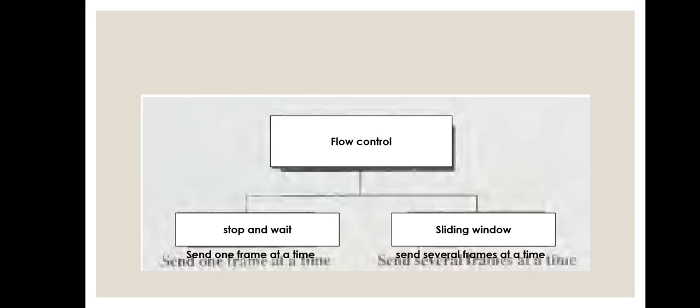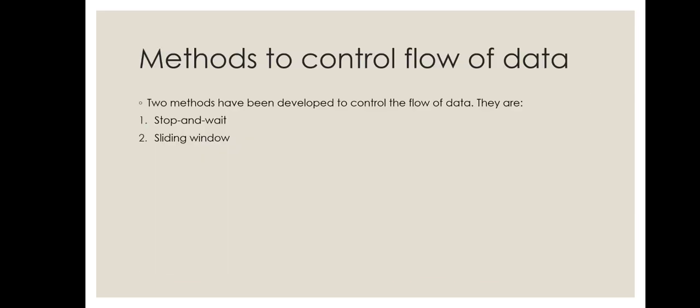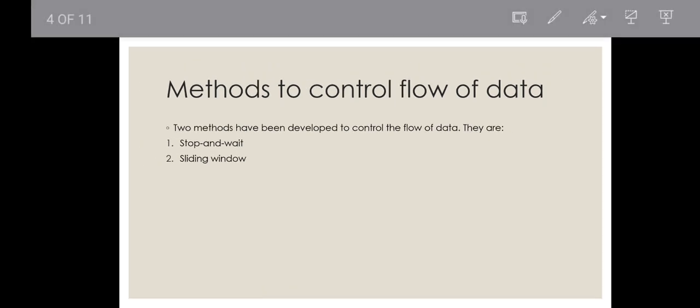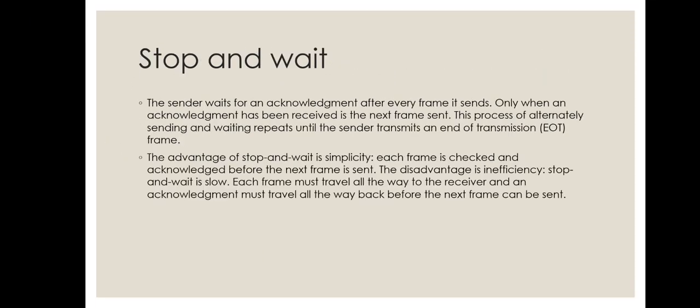So flow control is of two types: stop and wait and sliding window. In stop and wait, we can send one frame at a time, and in sliding window, we can send several frames at a time. Methods to control flow of data. There are two methods which are developed to control the flow of data. They are stop and wait and sliding window.